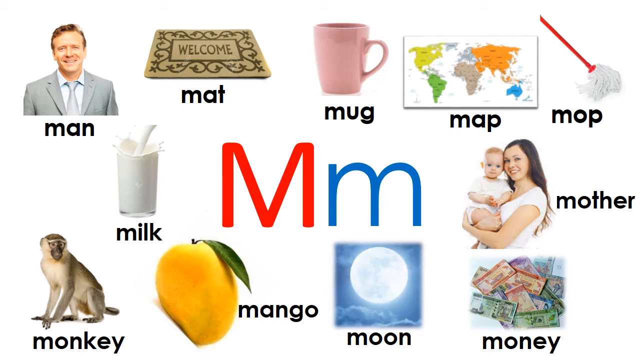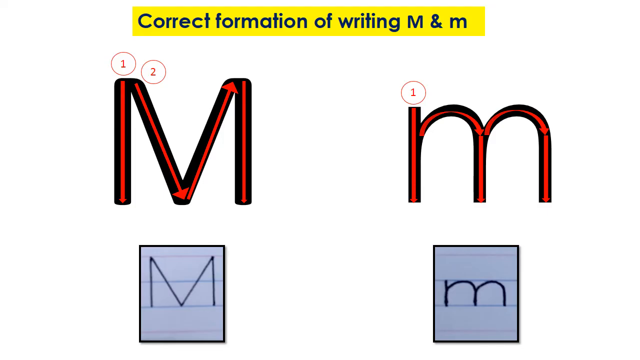Let's name them. Man, mat, mug, map, mop, milk, mother, monkey, mango, moon, money. Here you can see how we can write capital M and simple M in the correct form. By looking at these red arrows, you can understand it. Next, below, you can see how we can write capital M and simple M in your double rule book.